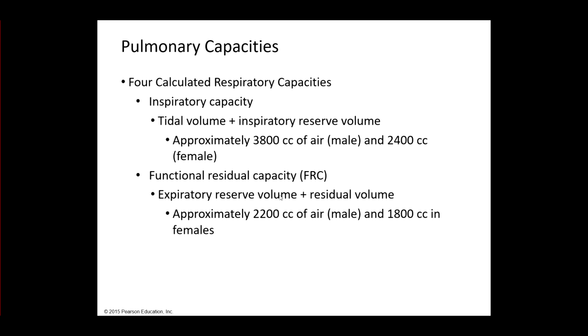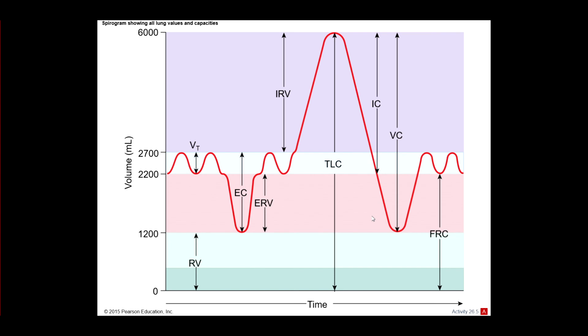The functional residual capacity is the amount of air in our lungs after we have completed a normal quiet respiratory cycle. Let's take a look. Here's our functional residual capacity. Let's say we're doing normal quiet breathing, in, out, in, out. After we had done the exhalation, this is the amount of air in the lung after a normal exhalation. It would include our expiratory reserve volume plus the residual volume. So all of this is the functional residual capacity.